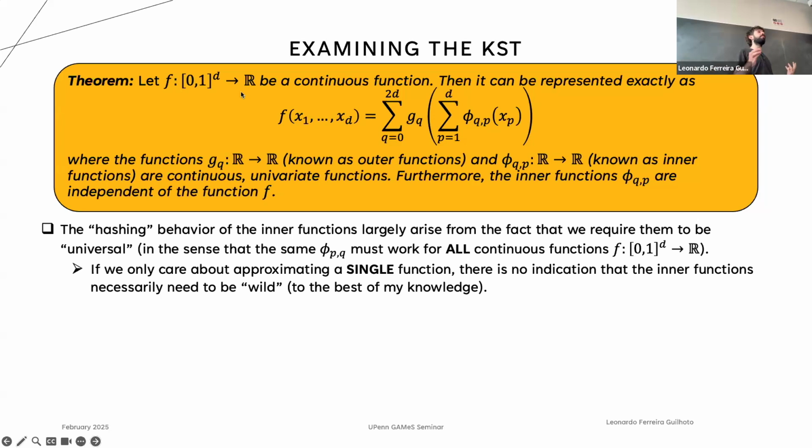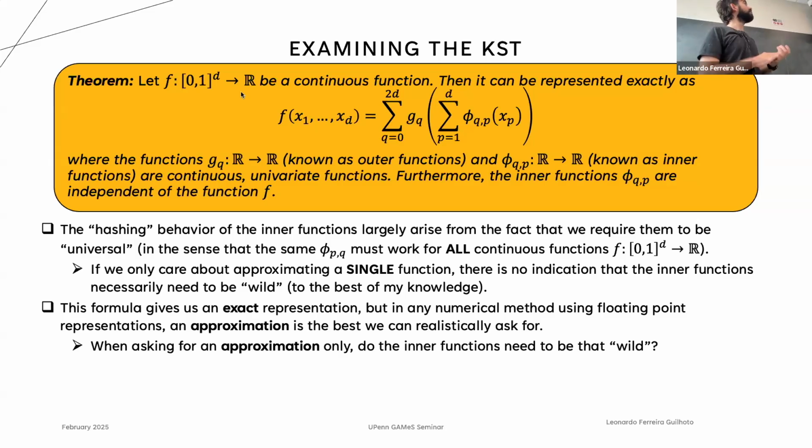So if instead we want this approximation to work only for a single function or for a subset of continuous functions, maybe this wild behavior is not necessary, right? You can prove that this wild behavior is necessary when you want this universal property for the inner functions. If we allow the inner functions to change depending on the function f, maybe there's some hope that they will not be as wild. Another thing is that this formula gives us an exact representation, right?